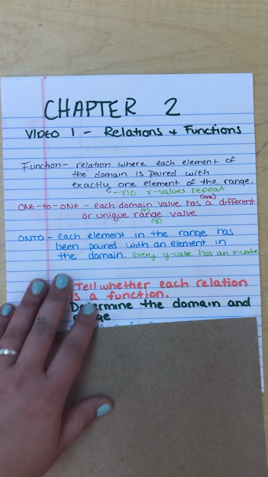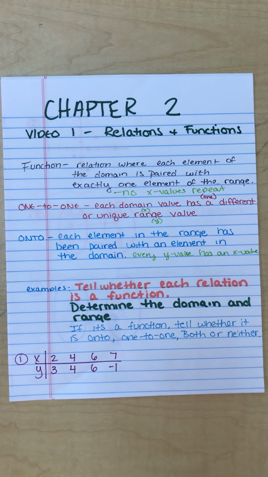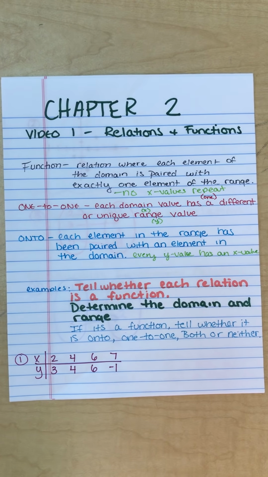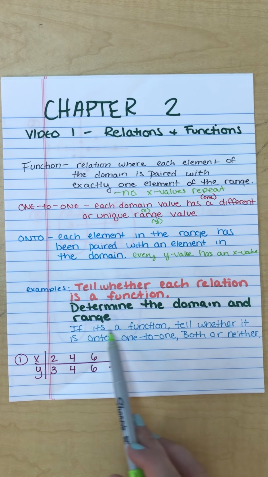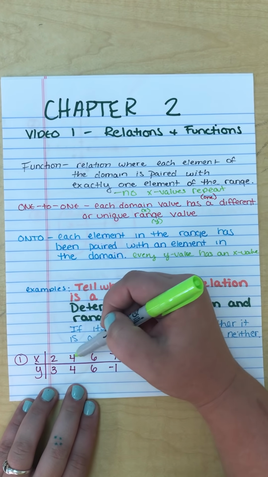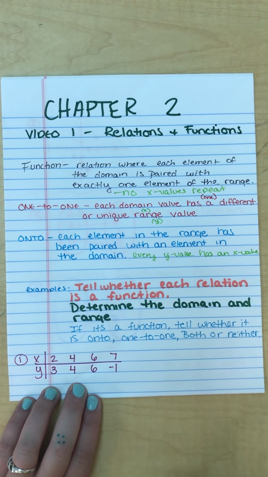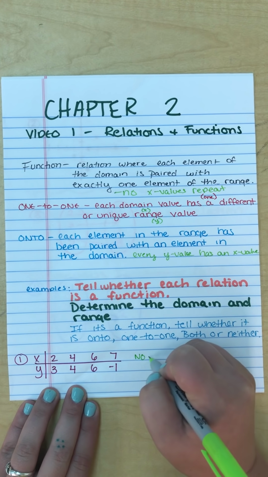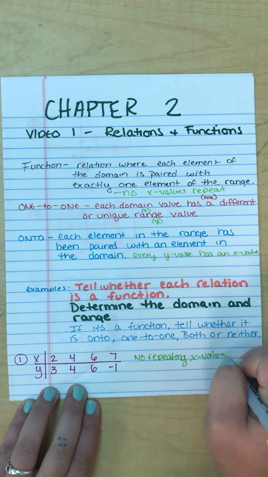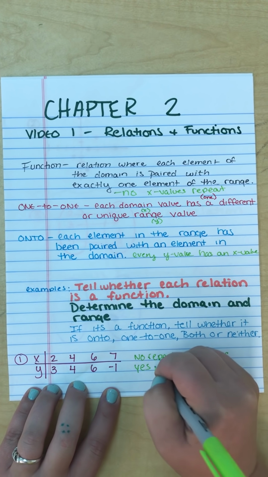Okay, so we're going to look at a couple examples here. Tell whether each relation is a function. Then we're going to determine the domain and range. And then if it's a function, we're going to tell whether it's onto, one-to-one, both, or neither. So we cannot do this blue section, this last piece, unless it is actually a function. If it's not a function, we cannot do that last piece. So tell whether it's a function. Do I have any repeating x values? I've got 2, 4, 6, and 7. No repeating x values. So yes, it is a function.